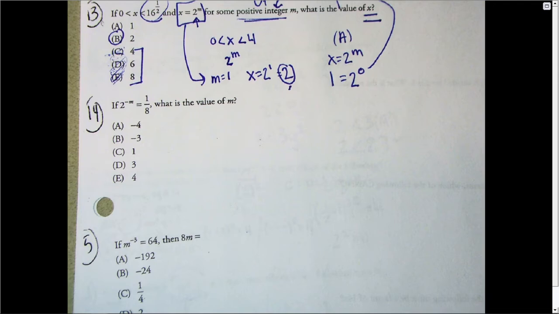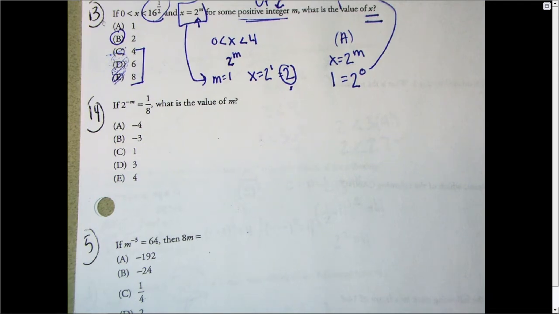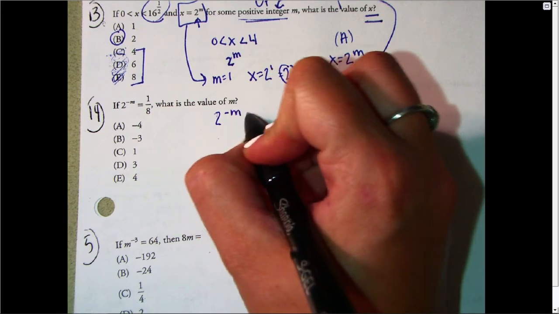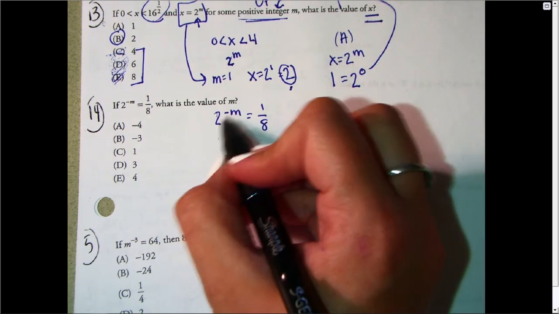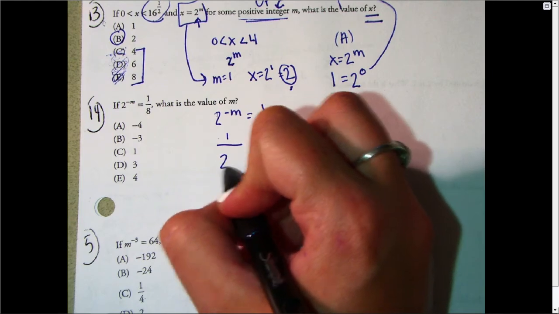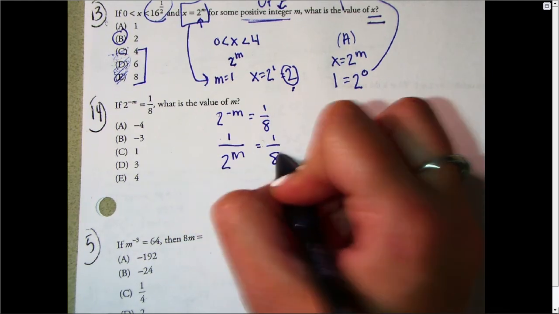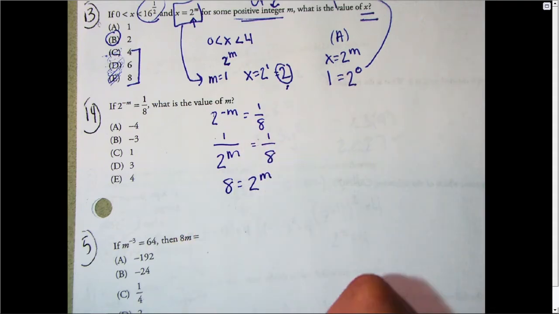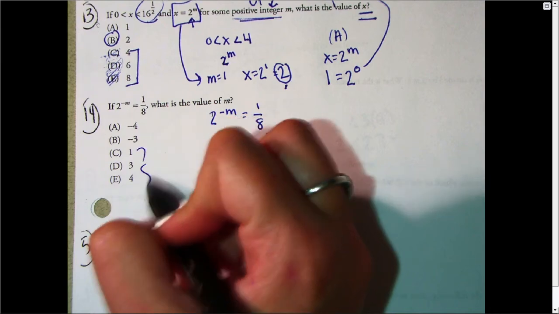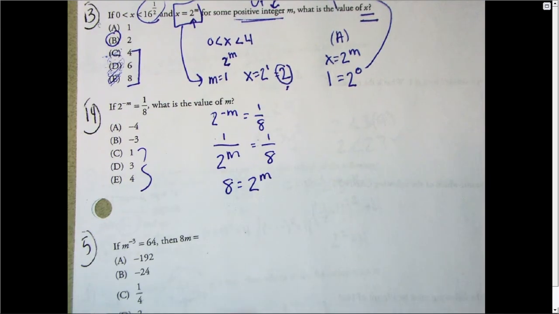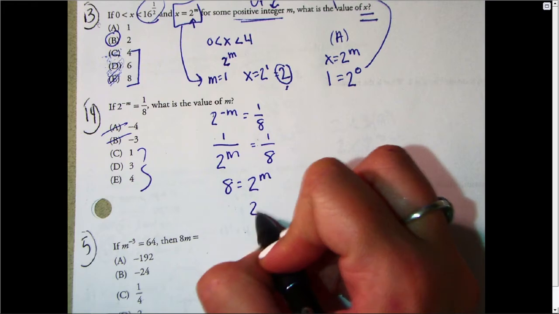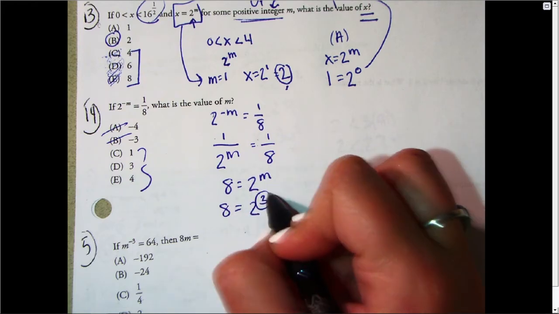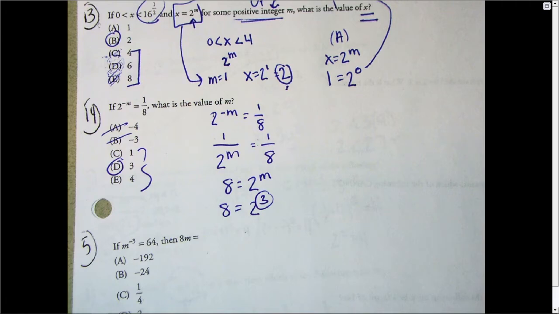14. If 2 to the negative m equals 1/8, what is the value of m? All you have to do on this one is use your exponent rules. So 2 to the negative m is the same as 1 over 2 to the m equals 1 over 8. If you cross multiply, we get 8 equals 2 to the m. So you're trying to figure out what power do I raise 2 to to get an answer of 8. A and B are out. We're not raising them to negative powers. We should know that 2 to the third power is 8, which means my answer is 3. Option D.